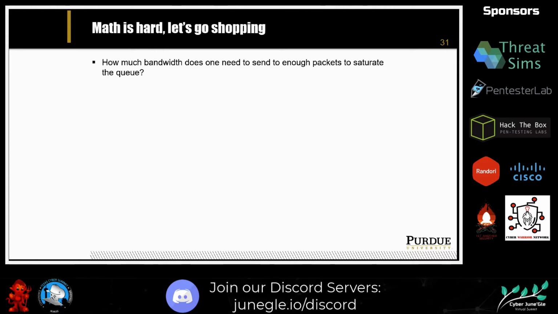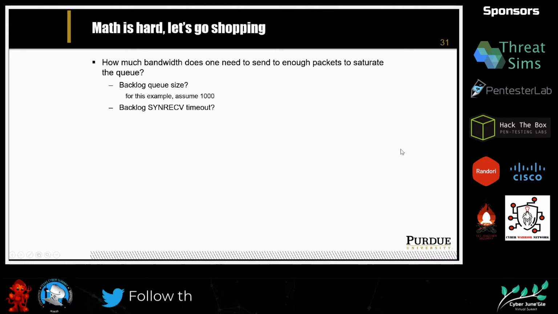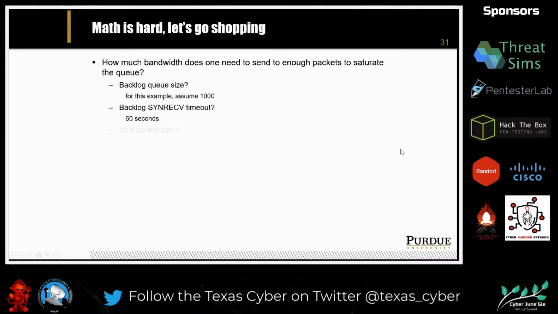So how much bandwidth do I need to keep one queue saturated? First, let's use a backlog size of 1,000. Here, I'm intentionally increasing it just to demonstrate how much more vulnerable the servers actually are to this type of attack. Now, the backlog SYN receive timeout is 60 seconds. And since it's 60 seconds, I need to send 1,000 packets every 60 seconds to keep this queue full, right?